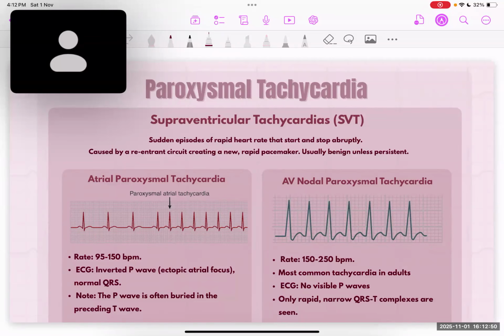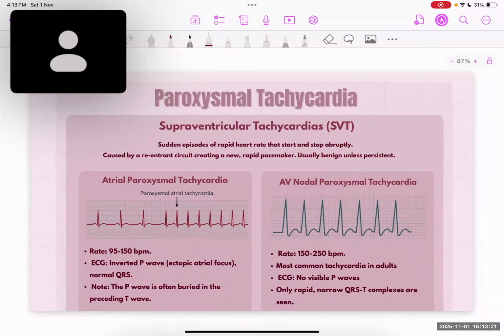So here we're going to focus on the supraventricular tachycardias, the SVTs. There are two of them: atrial paroxysmal tachycardia and AV nodal paroxysmal tachycardia. So what is it caused by? It's caused by a re-entrant circuit creating a new rapid pacemaker, and it usually is benign unless it persists. Like usually it's not that serious until it's there for a while. We're going to talk about the re-entrant circuits, these circus currents, later with ventricular fibrillation.